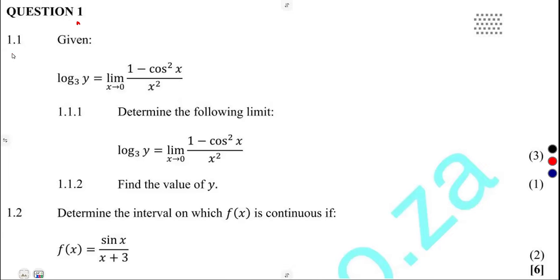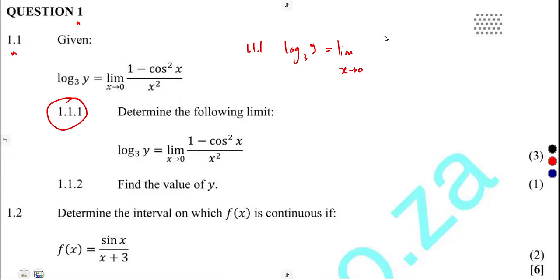Question number one, on 1.1, you're given the log of y in base 3, and that is equal to this. Then 1.1.1, determine the following limit. All right, so let us quickly consider our limit here. If we are to consider the limit, we're going to simply substitute the limit that we are given. We are given the limit as x approaches 0.